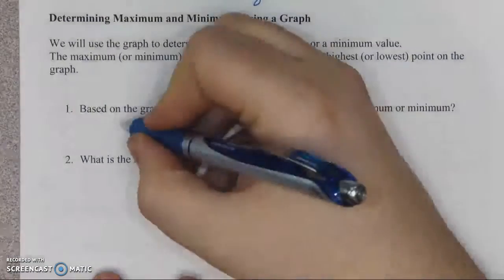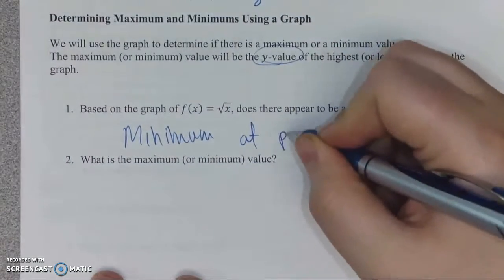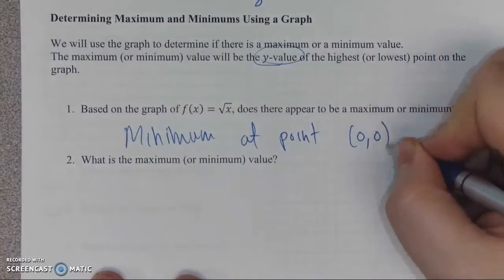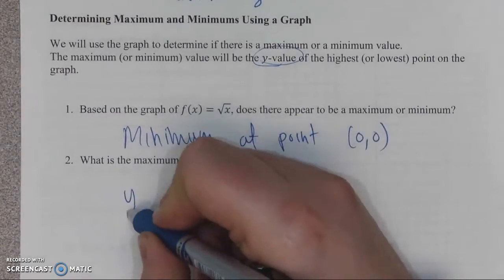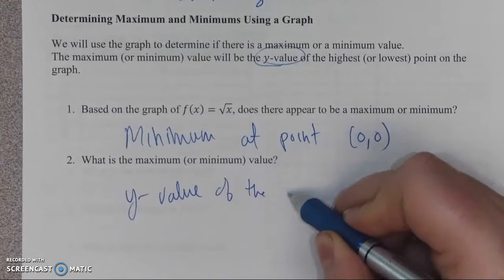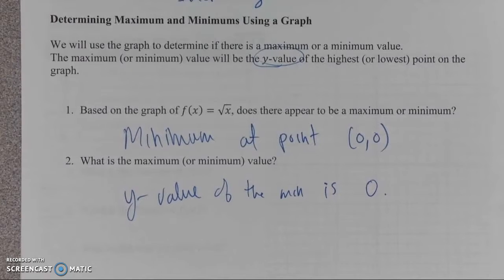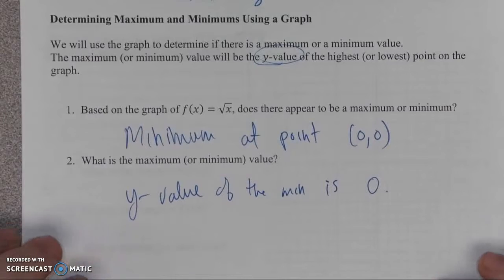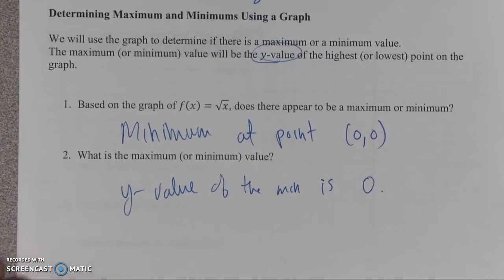So f of x equals square root of x has a minimum at the point 0, 0. And so what is the max or min value? They want the y value. So the y value of the minimum is 0. So this would be the value of our minimum. So the y value of the minimum is 0. So that's the basic square root function.